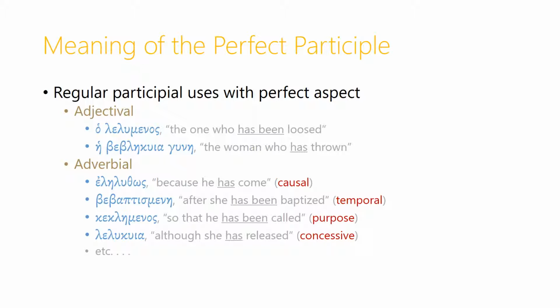He beblemene gune. Here, beblemene, the perfect participle, is being used to modify gune as an adjective. And so again, we just need to add in the helper word "has" to give a typical translation. This is the woman who has thrown, beblemene, from ballo.